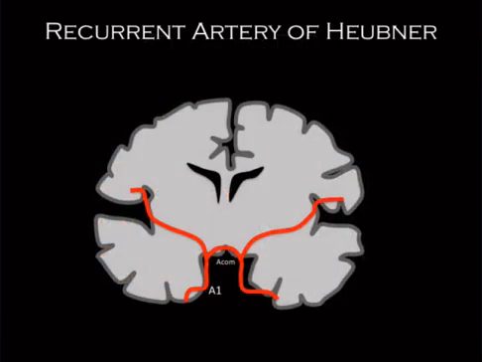Okay, so moving on to the recurrent artery of Heubner. So what is that thing? So I've got a cartoon coronal image of the brain that I drew here, and I labeled the A1 and ACOM branches. The artery of Heubner comes off like that, and it feeds the thalamic, or the caudate head.